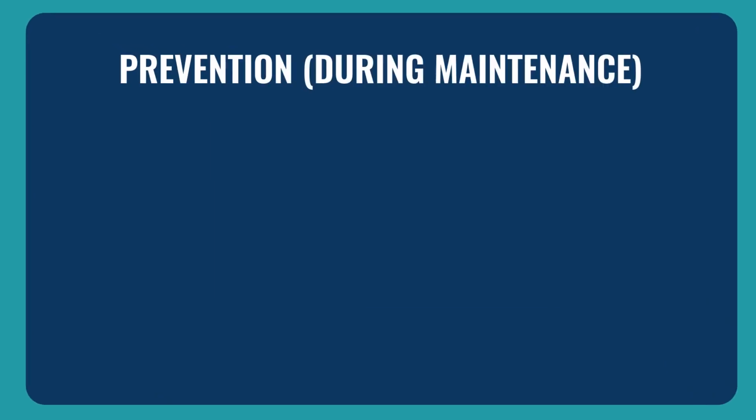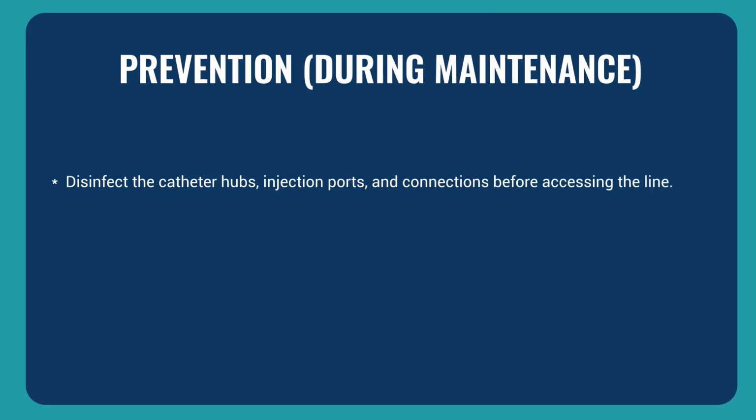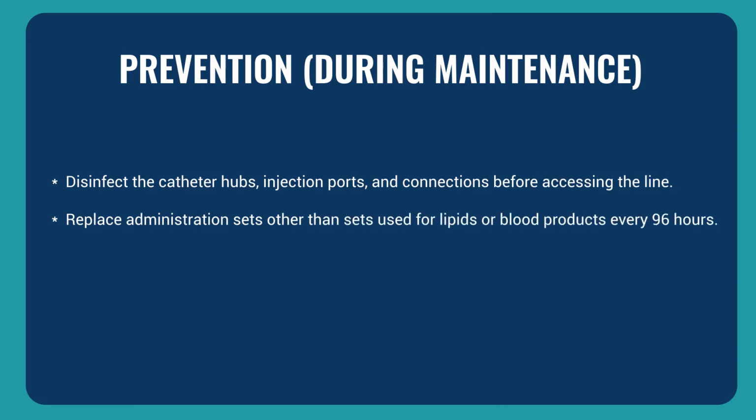During maintenance, CLABSI can be prevented by following these protocols: disinfect the catheter hubs, injection ports and connections before accessing the line. Replace administration sets, other than sets used for lipids or blood products, every 96 hours. And assess the need for the central line daily. Whenever it is not needed, promptly remove it. So these were the various aspects of central line associated bloodstream infections.